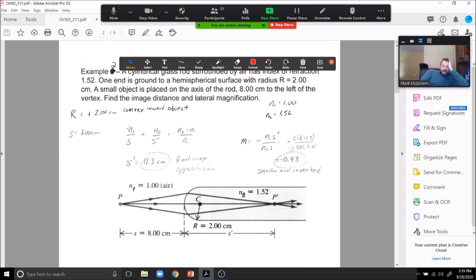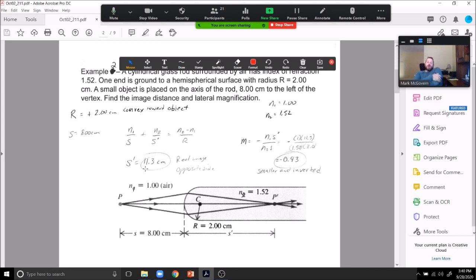Okay, so the N1 over S1, the N1 is going to be 1 over 8. For N2, 1.52. We're looking for S prime. We have the difference here. This is going to be 1.52 minus 1, all divided by 2. You solve this equation, and we end up with 11.3 centimeters. It is a real image. Okay, the image is going to appear on the opposite side from the object, and it's a real image, so that makes sense.